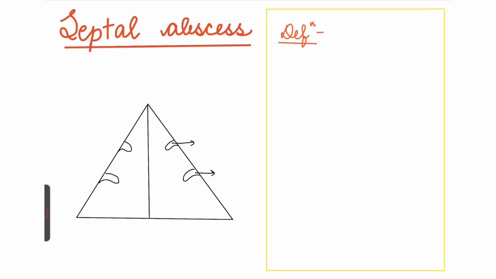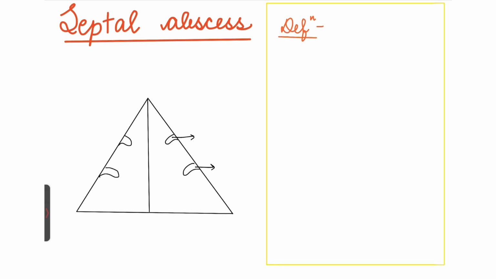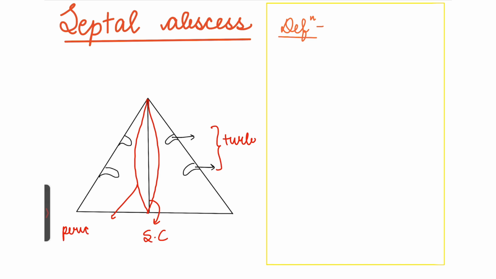Namaste. The goal of this video is to help you answer MCQs and write university exam answers on septal abscess. Look at this diagram. These are the turbinates. This is the septal cartilage. This is the perichondrium. In septal abscess, there is pus in between the septal cartilage and the perichondrium.